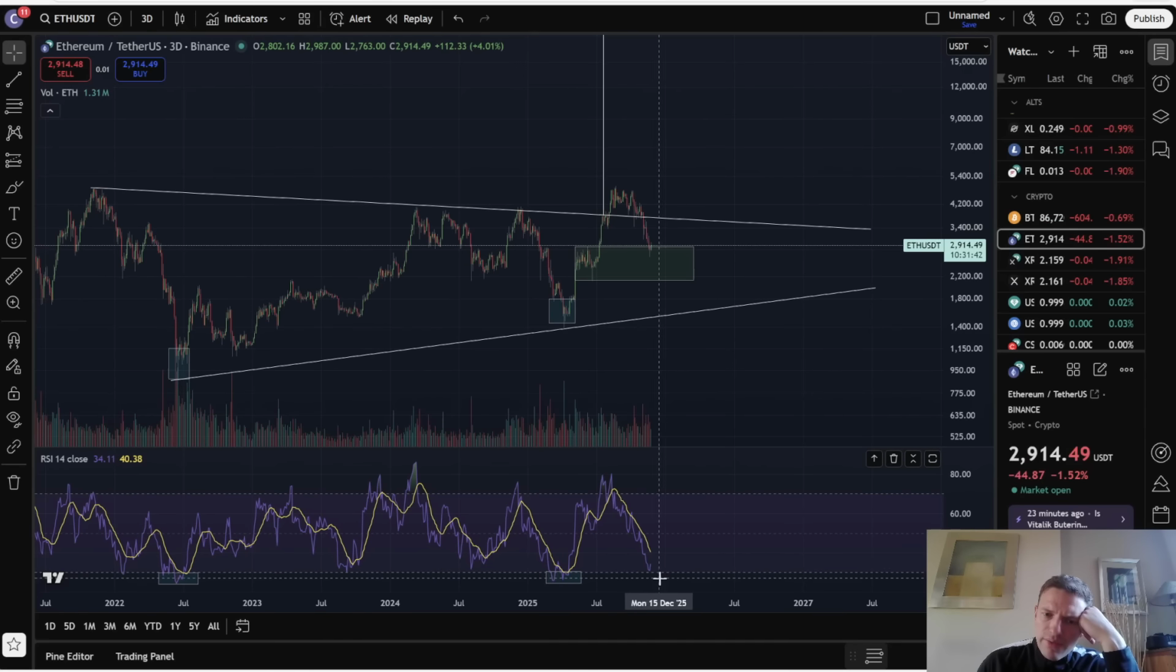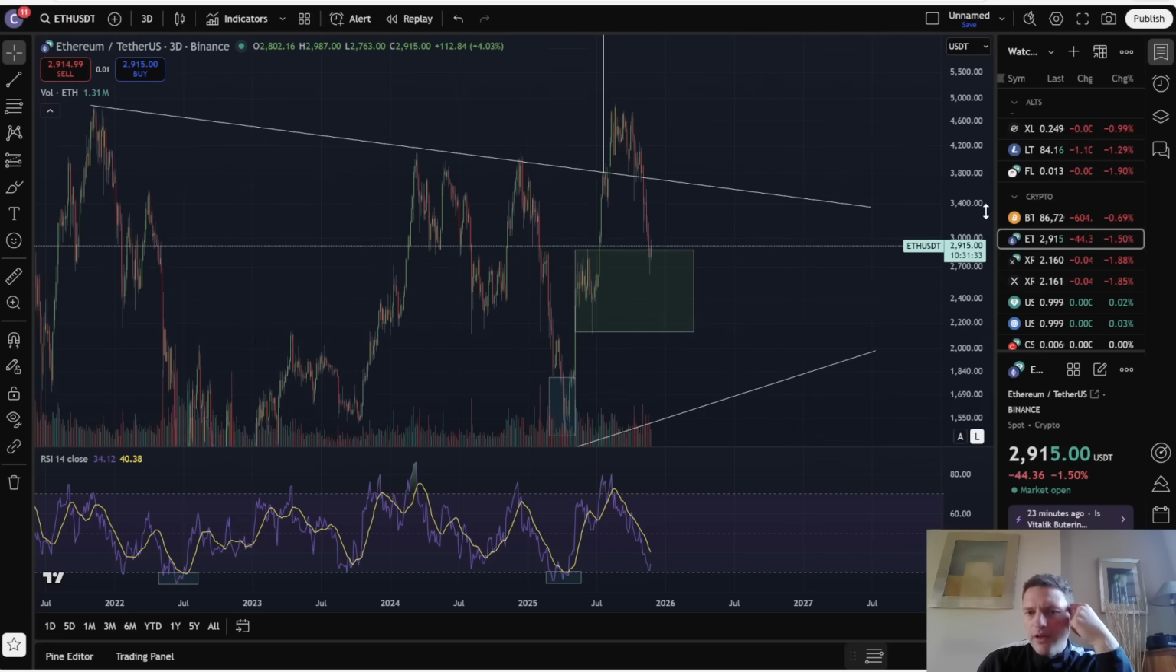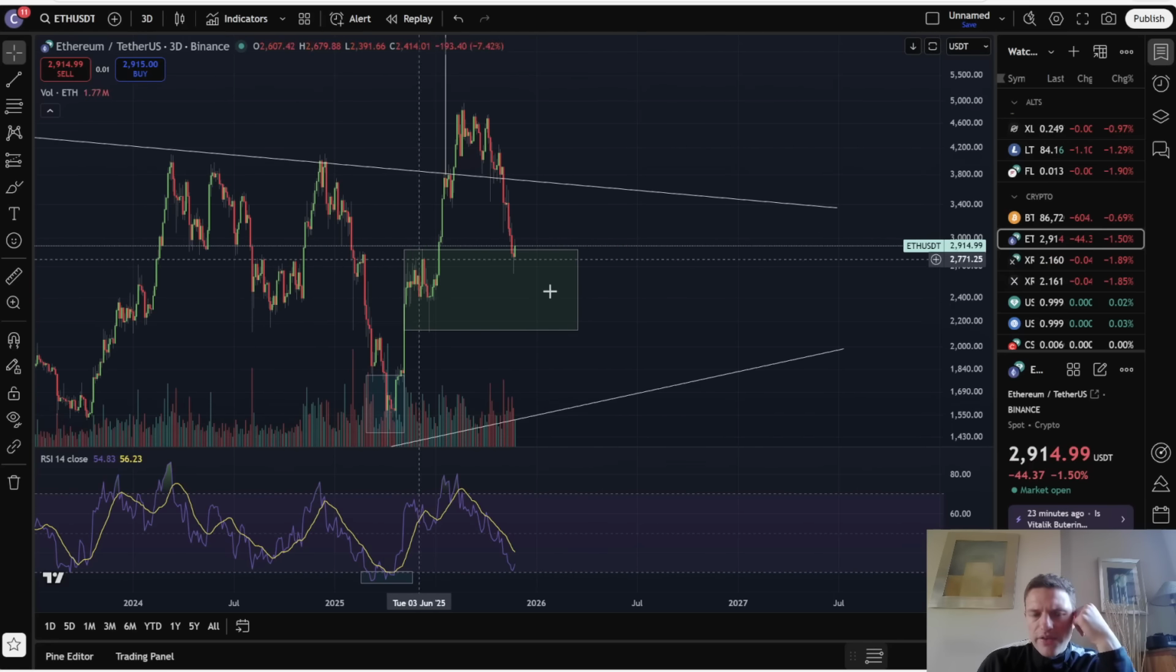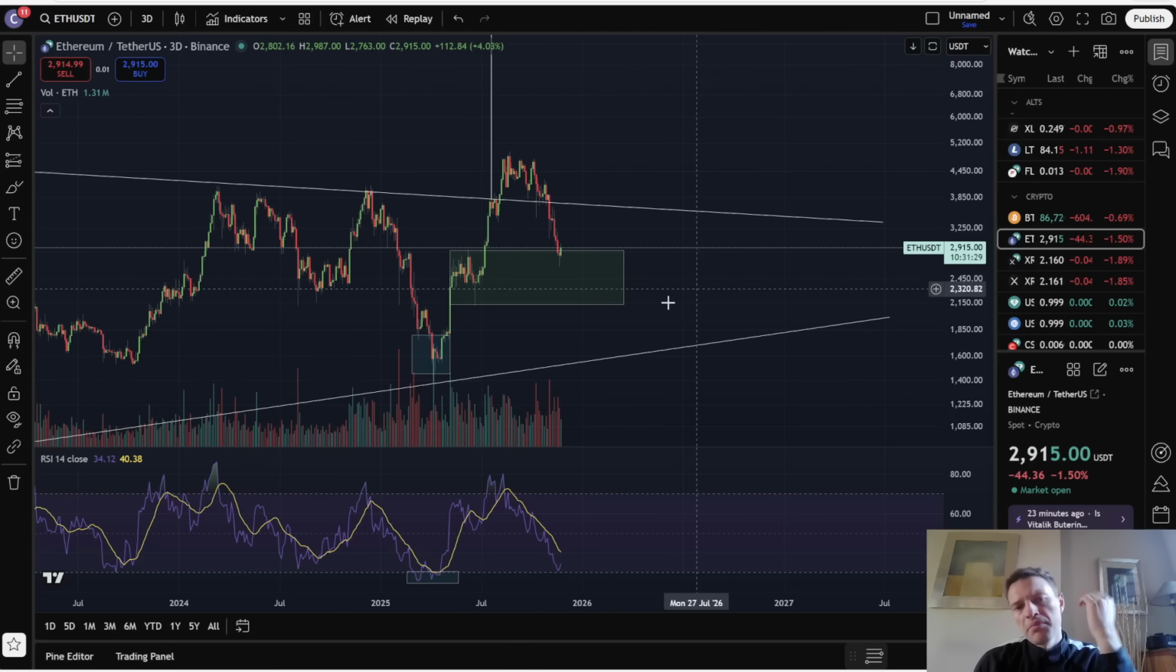So you could suggest, even though we weren't oversold here, that even when we got close, which is like this area here, this is close now. Not a bad area to accumulate, especially when I marked out this green box as a good area of support. I think it's looking like a decent purchase area there for Ethereum.